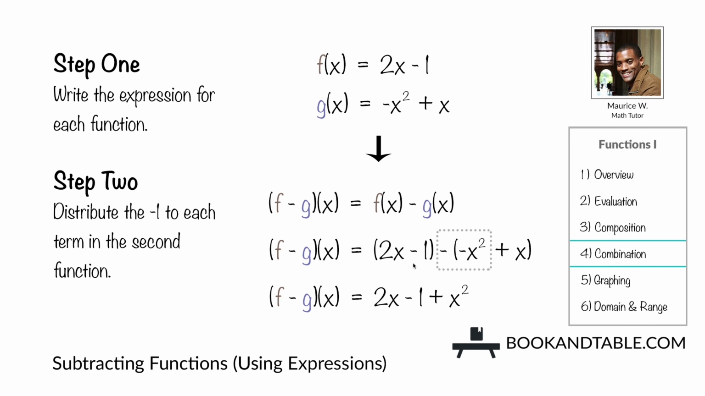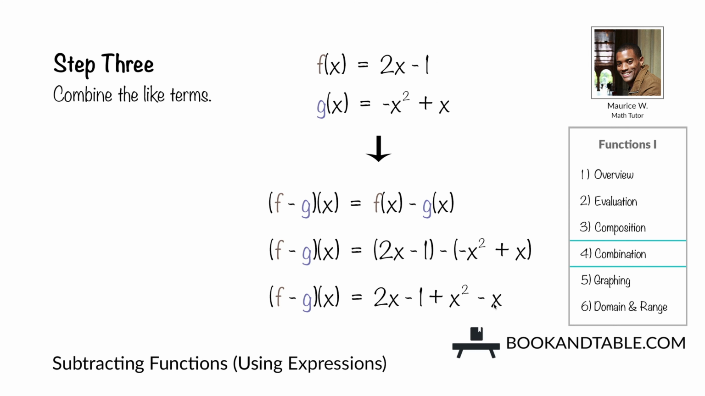So that would give us 2x minus 1. And we have negative 1 times negative x squared, which is positive x squared. And negative 1 times x will give us negative x. So now we have 2x minus 1 plus x squared minus x.